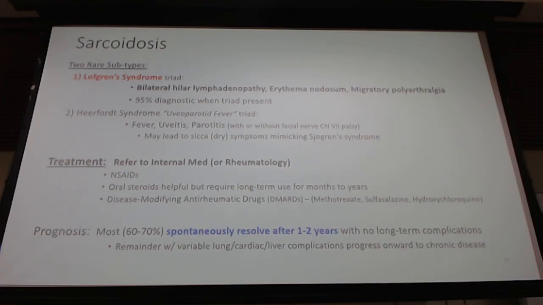All right, so the best news, most resolve after 1 to 2 years. So patients may never even know that they had it. They may have been asymptomatic. They may get a chest x-ray for something totally unrelated in their 50s, and somebody's like, well, you have these granulomas, right? So the remainder of them will go on to have chronic disease.